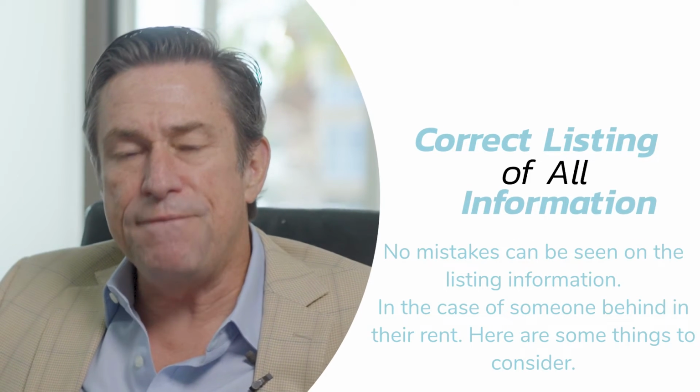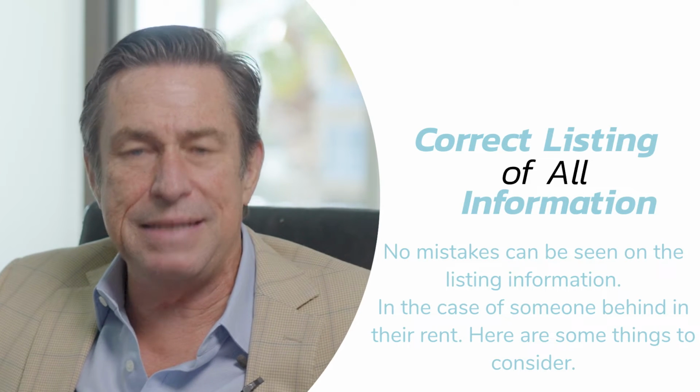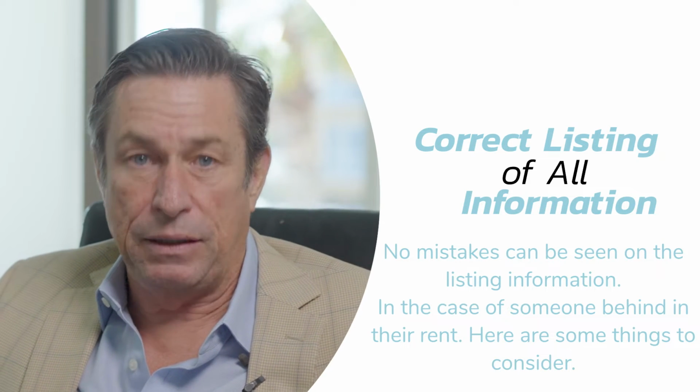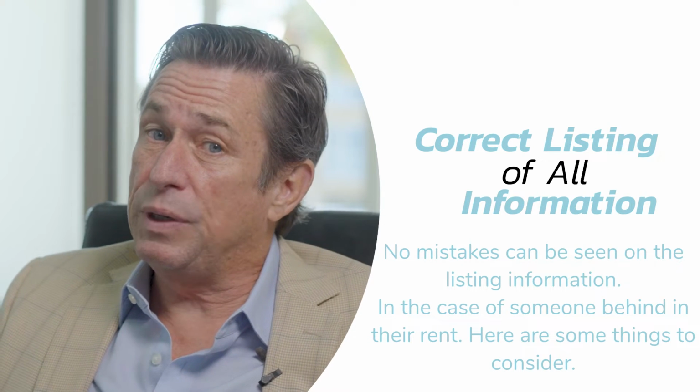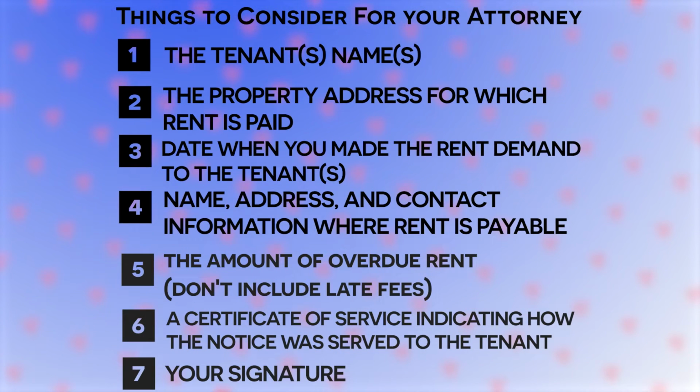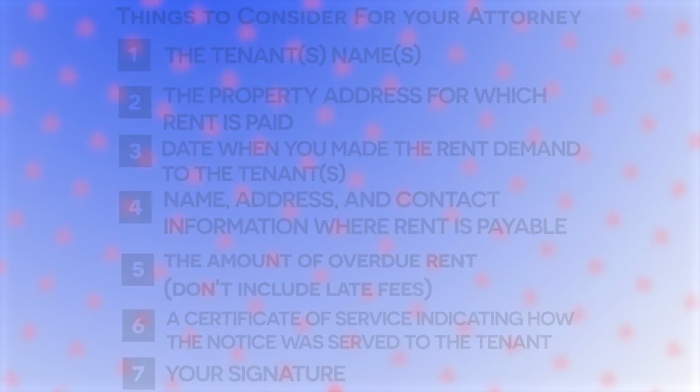And C, the information must be listed correctly. I mean exactly correctly. As an example, if someone's behind in the rent, it would include the tenant's names, the property address for which the rent's paid, the date when you made the rent demand to the tenant, name, address, and contact information where rent is payable, the amount of overdue rent, and please do not include late fees, that'll bite you. Also a certificate of service indicating how the notice was served to the tenant, and of course, a signature.